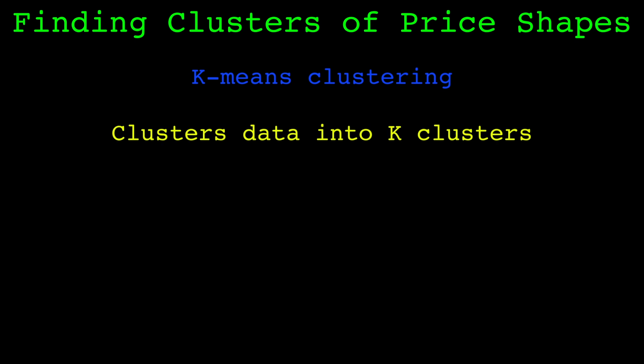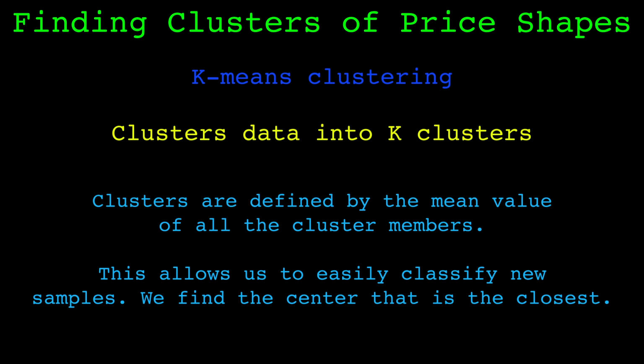This algorithm clusters data into a set number of clusters. The cluster centers are the mean values of all the samples within a cluster. New samples can be assigned to a cluster by finding the cluster center that is the closest to it. I won't cover the algorithm here, but there are many resources available online explaining it if you are unfamiliar.